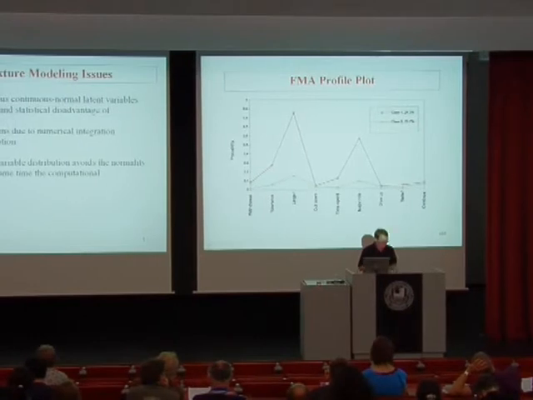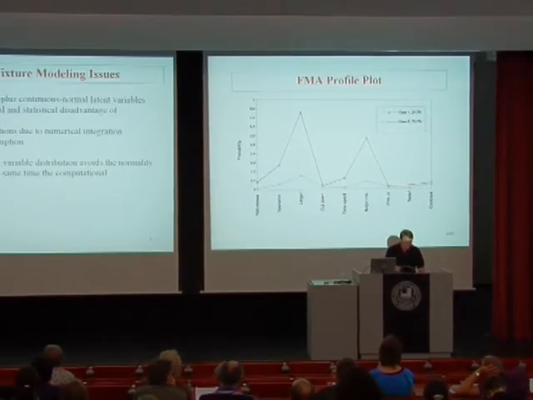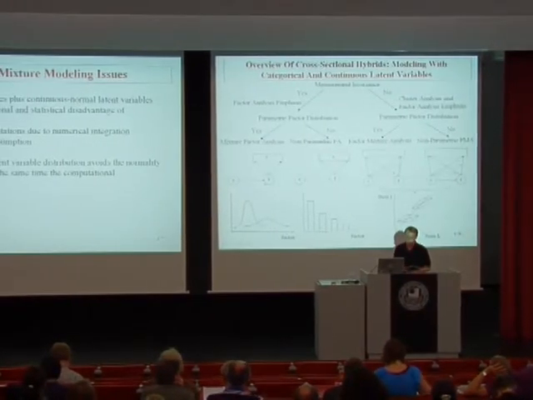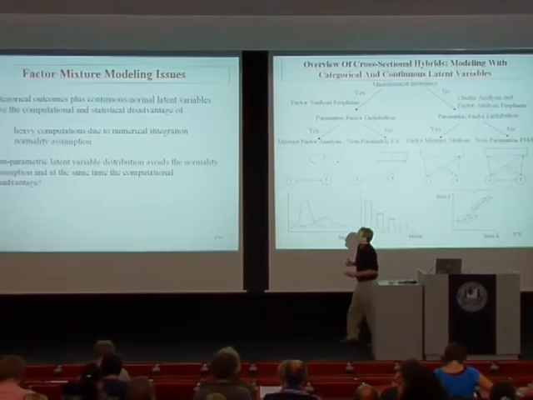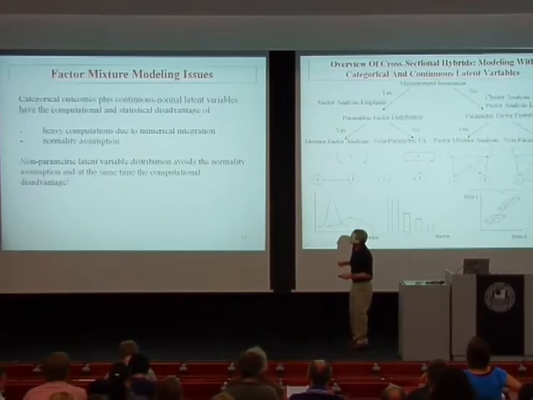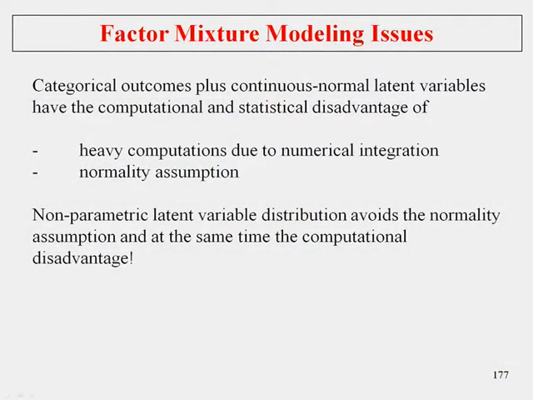Now I want to show you a few more slides taking this further into more generality. And in doing so, I will get into an issue that we will only briefly talk about today, and talk a little bit more about tomorrow, and that is categorical. On the left screen here, slide 177, categorical outcomes plus continuous normal latent variables have the computational and statistical disadvantage of heavy computation due to numerical integration.